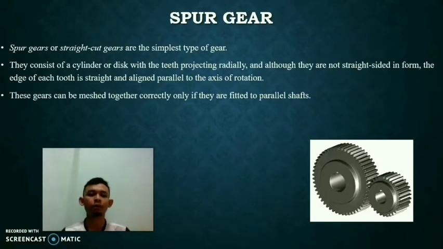Next is spur gear. Spur gear or straight cut gear are the simplest type of gear. They consist of a cylinder or disc with the teeth projecting radially, and although they are not straight-sided in form, the edge of each tooth is straight and aligned parallel to the axis of rotation. These gears can be meshed together correctly only if they are fit to parallel shafts.